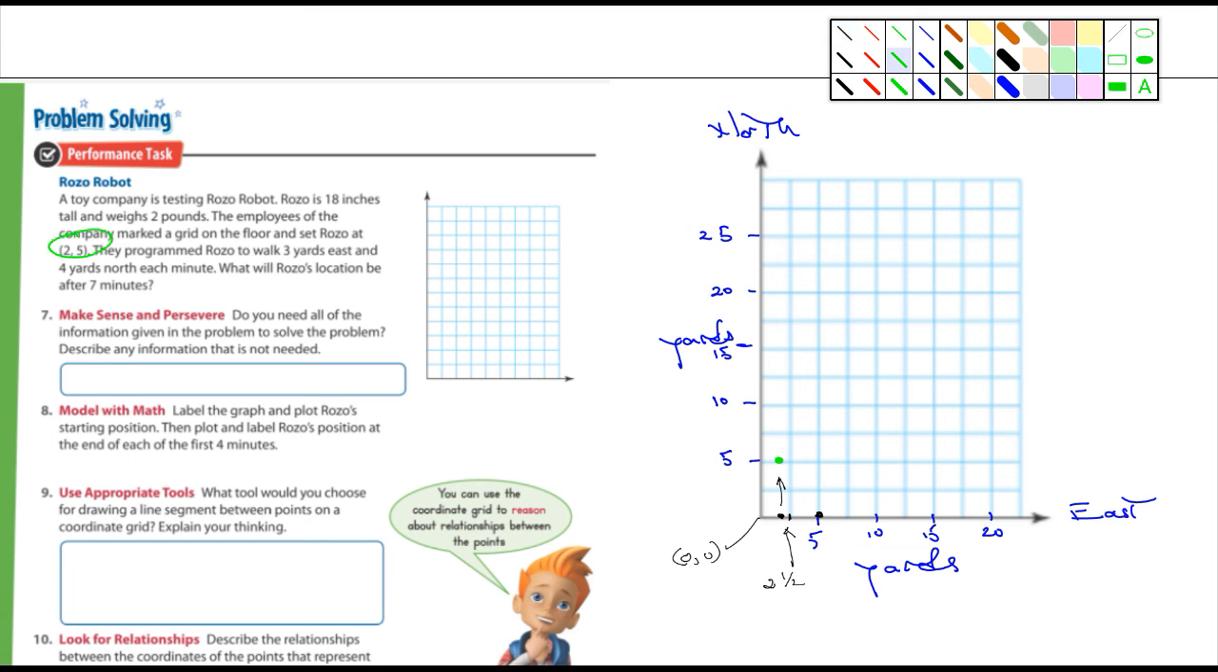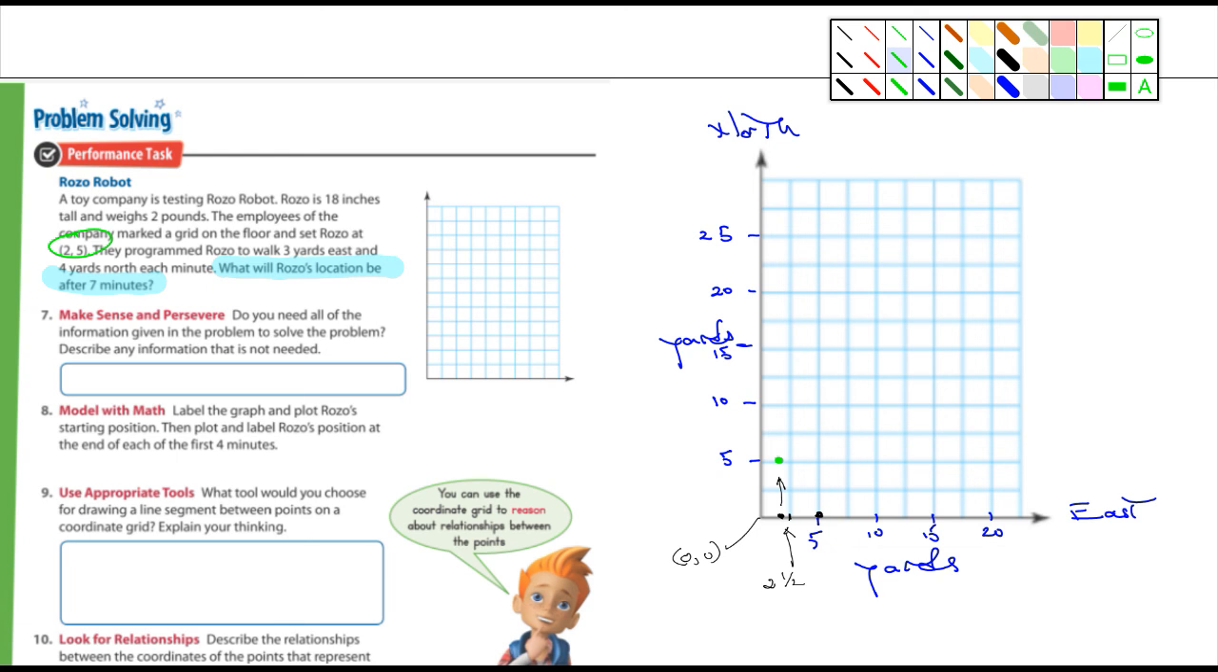And it says they programmed Rozo to walk 3 yards east and 4 yards north each minute. What will his location be after 7 minutes? Okay, so I'm going to highlight that because that's a great class craft question. What will his location be after 7 minutes? All right, do you need all the information given in the problem to solve? No, there's some information up above you don't need.